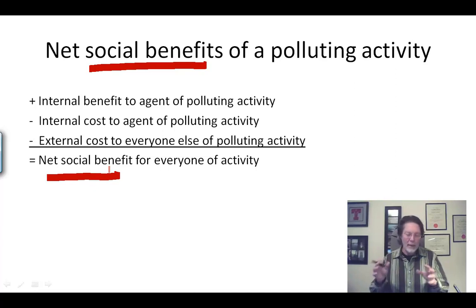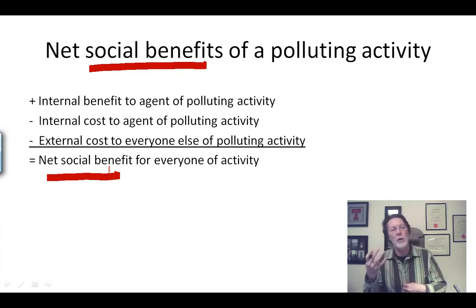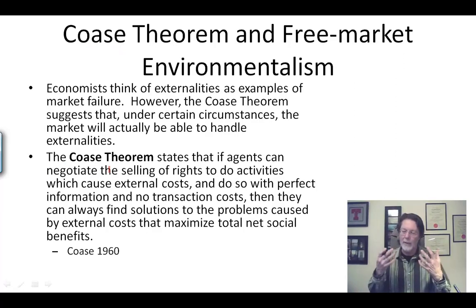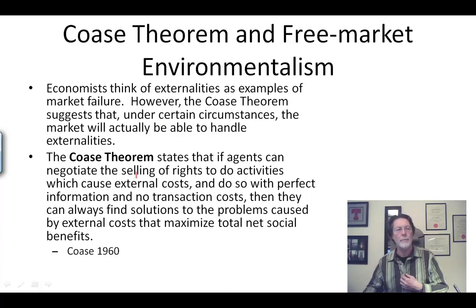In another way you could think of it, the argument is trying to show that external costs are not really a market failure. So pollution is not really a market failure. But as many things are, it'll work in the ideal, but in practice things don't work out as well as they should. So the Coase Theorem suggests that under certain circumstances the market can handle externalities.